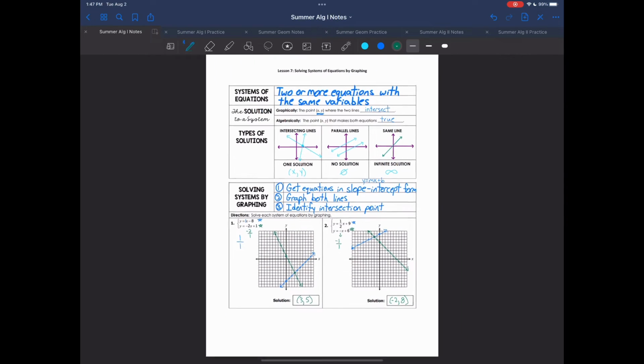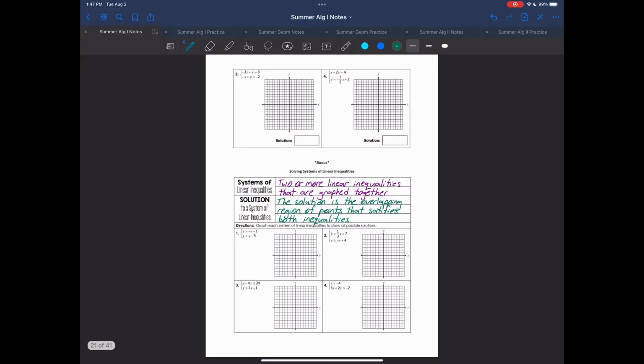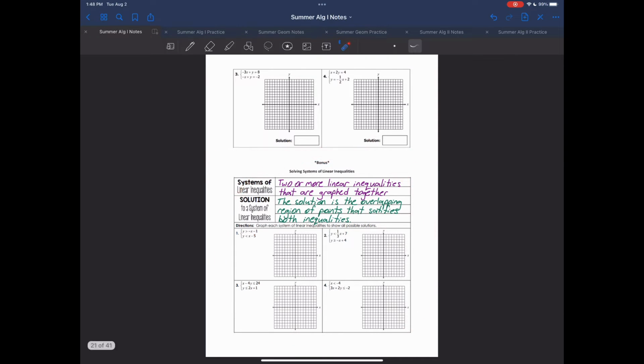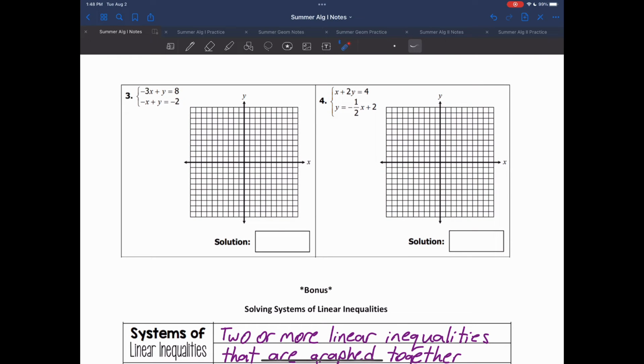And you can now solve systems of equations by graphing. Let's see the other side here. So this lesson, I intended it to pretty much end right here. All of the rest of this is bonus content, which you are so welcome to do. But I want to make sure you can get these top 4 graphs. And if you get those and you're good, move on to the practice.